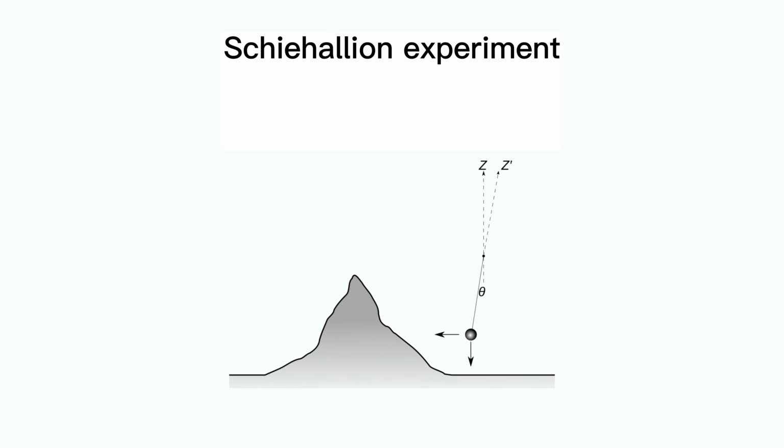The Schiehallion experiment, conducted in the late 18th century, involved measuring the deflection of a plumb line due to the gravitational attraction of a nearby mountain. By comparing the deflection of the plumb line at different locations around the mountain, the mass distribution of the mountain could be determined and the value of G could be calculated.